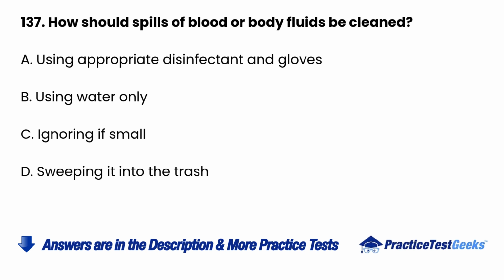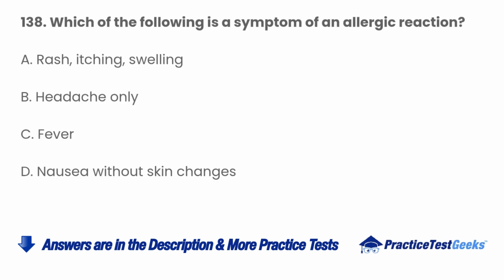137. How should spills of blood or body fluids be cleaned? A. Using appropriate disinfectant and gloves. B. Using water only. C. Ignoring if small. D. Sweeping it into the trash.